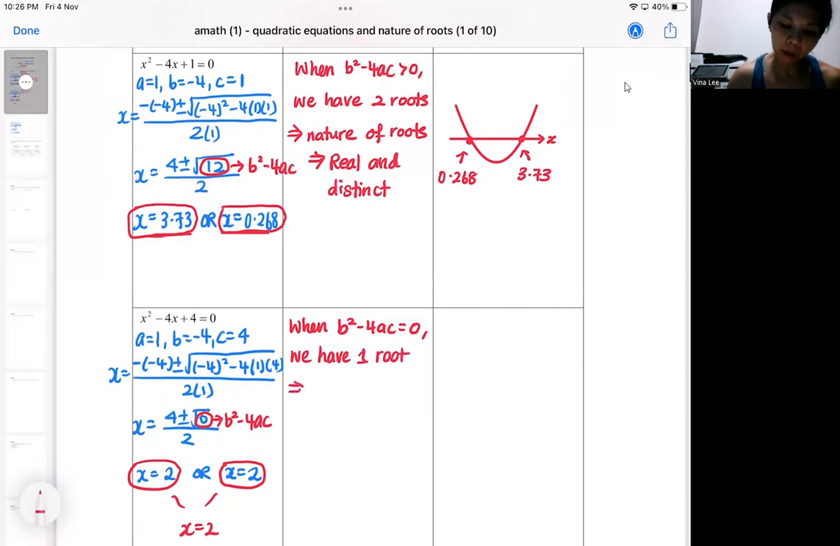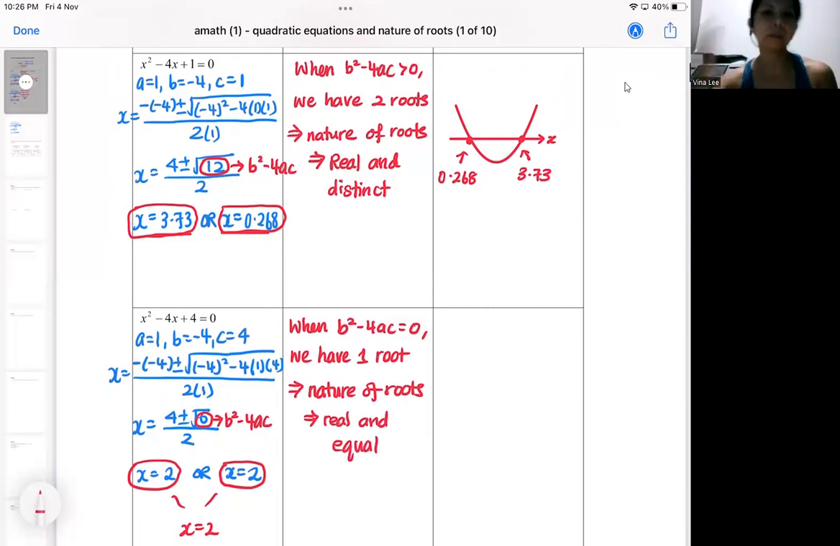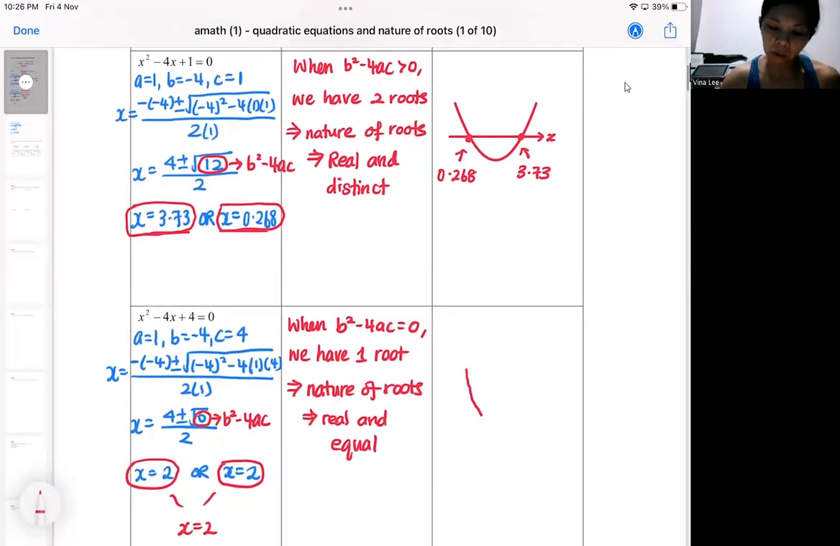So the correct way that we will describe the nature will be real and equal. So these are the words, real and equal. The two roots, there's supposed to be two roots, but the two roots happen to be equal. So essentially, we only got one root. Root refers to the answer. So if I do it in a graphical way, it becomes something like this. So this will be the root.